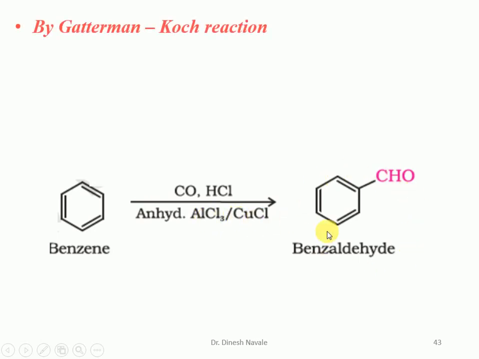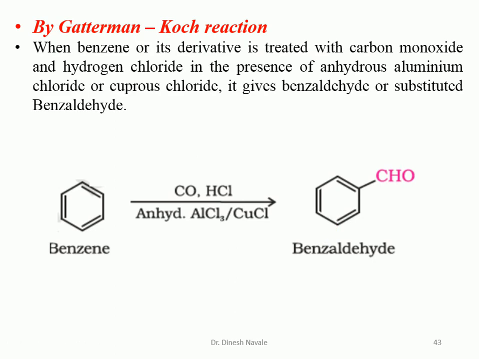So what is the statement for the Gattermann-Koch reaction? When benzene or its derivative is treated with carbon monoxide and hydrogen chloride in presence of anhydrous aluminum chloride or cuprous chloride, it gives benzaldehyde or the substituted benzaldehyde. So this reaction is called what? Gattermann-Koch reaction or Gattermann-Koch formylation.